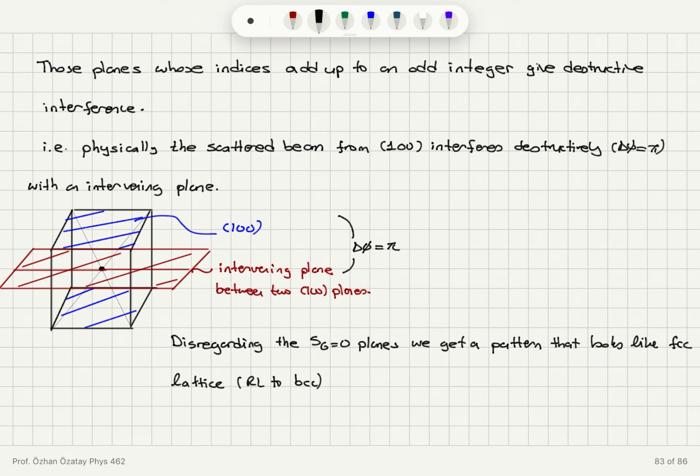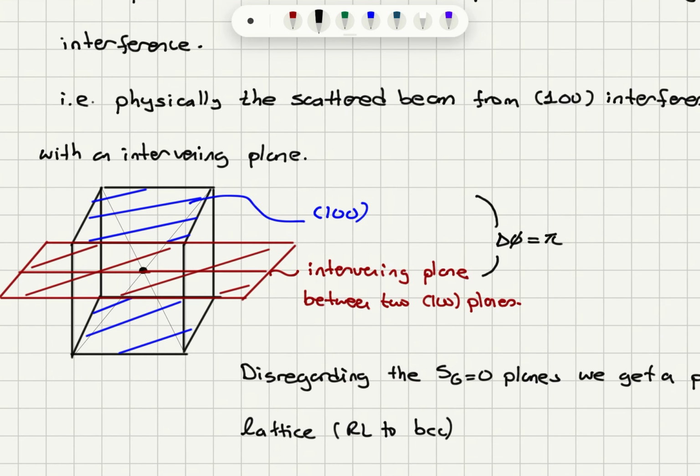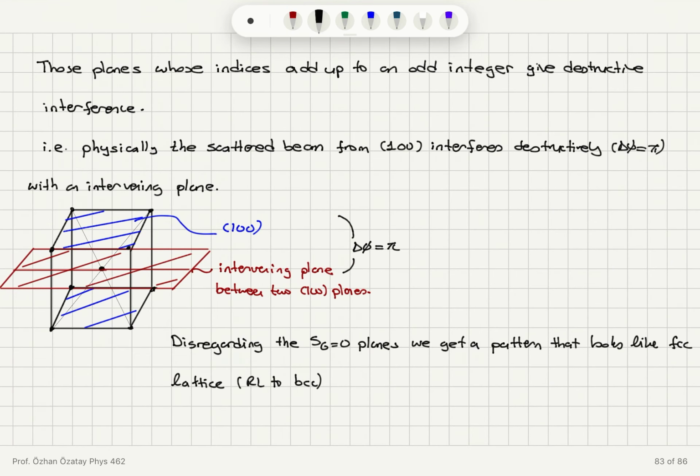The physically scattered beam from 1, 0, 0 interferes destructively with an intervening plane. So you can see what is happening in the direct lattice. Here's our 1, 0, 0 plane. Here is the atom at the body center. And basically the intervening plane is the one that is built by the body center atoms, and that will be causing destructive interference from 1, 0, 0 together with the scattered waves from 1, 0, 0 planes.